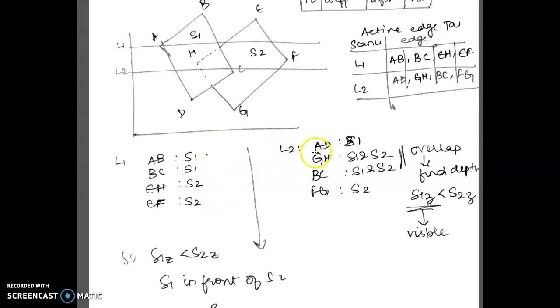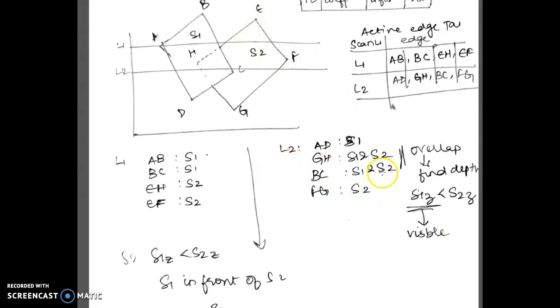But if we see line 2, AD is in surface 1. But GH, if you consider, is in surface 1 as well as a part of surface 2. Similarly, BC is a part of surface 1 as well as a part of surface 2, and FG is a part of surface 2.